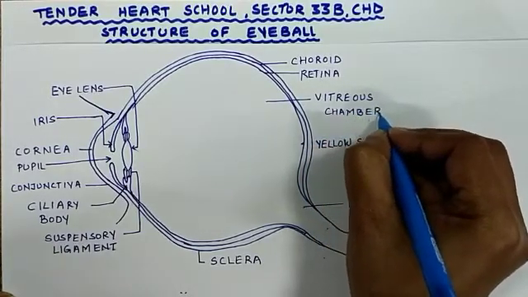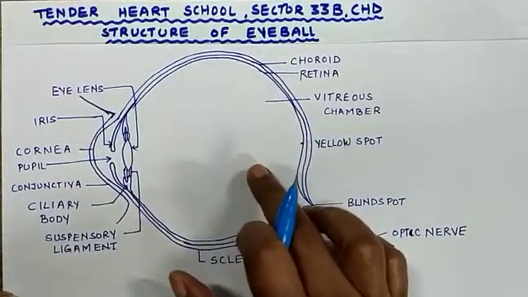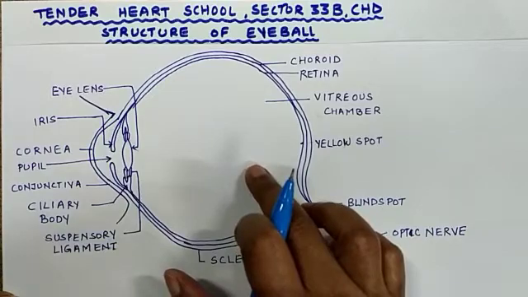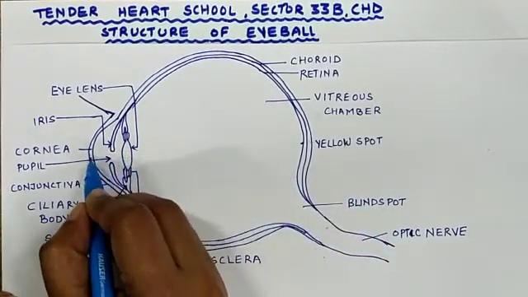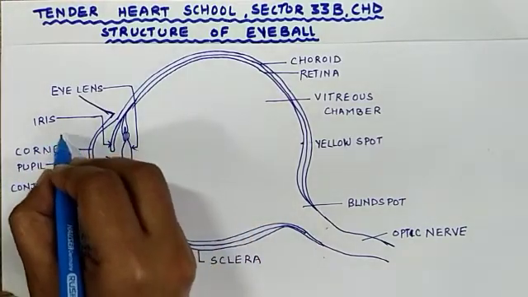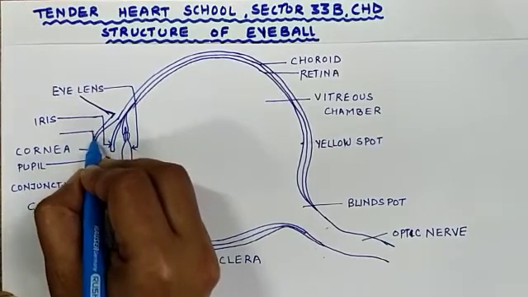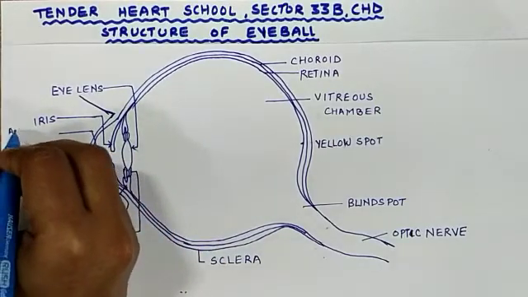Vitreous chamber is the bigger area of the eyeball, and it is filled with a fluid called vitreous humor. And in front of the eye, between the cornea and the eye lens, this part of the eye is filled with a fluid called aqueous humor, and this area is called the aqueous chamber. So let us just label it.